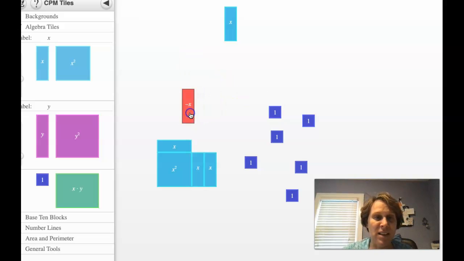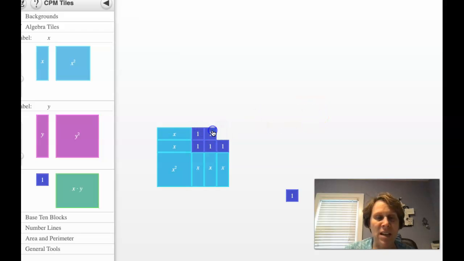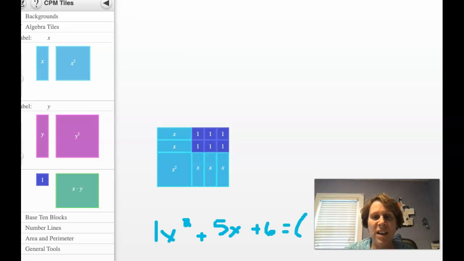Okay, what if I did this? Switched it here. Now I would have space for 4. And then if I did this, it looks like I got lucky. Now we have space for 6 of these blue tiles so that we can nicely build a rectangle with all of these tiles. So hopefully now you can see I have x squared plus 5x plus 6, and I'm going to figure out the dimensions here.